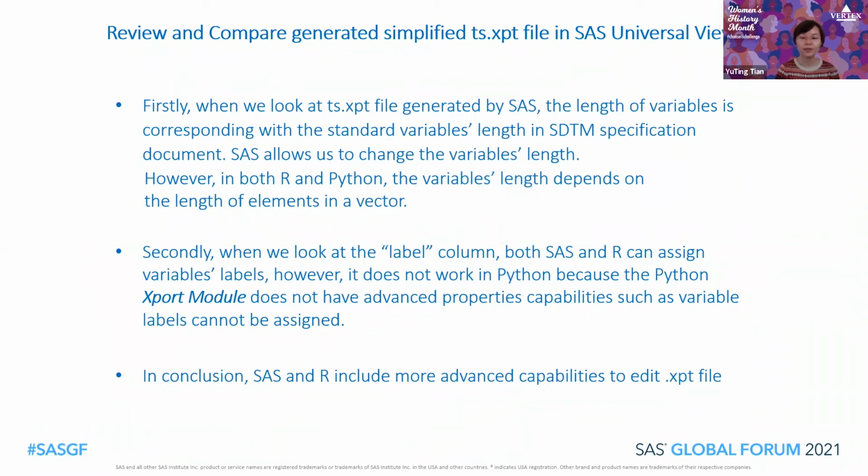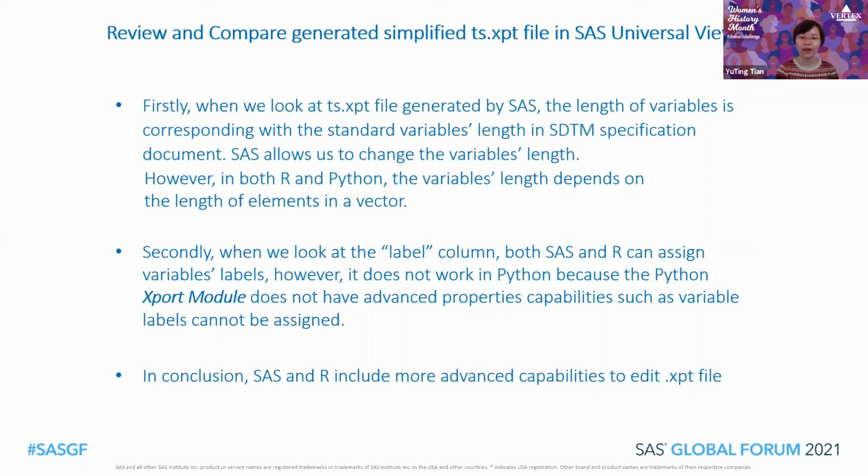So after we use SAS Universal Viewer to open these 3 files, we find there are some differences among them. Firstly, when we look at the TS.XPT file generated by SAS, the length of the variables corresponds with the standard variable length in the SDTM specification document. SAS allows us to change the variable length. However, in both R and Python, the variable's length depends on the length of the elements in a vector.